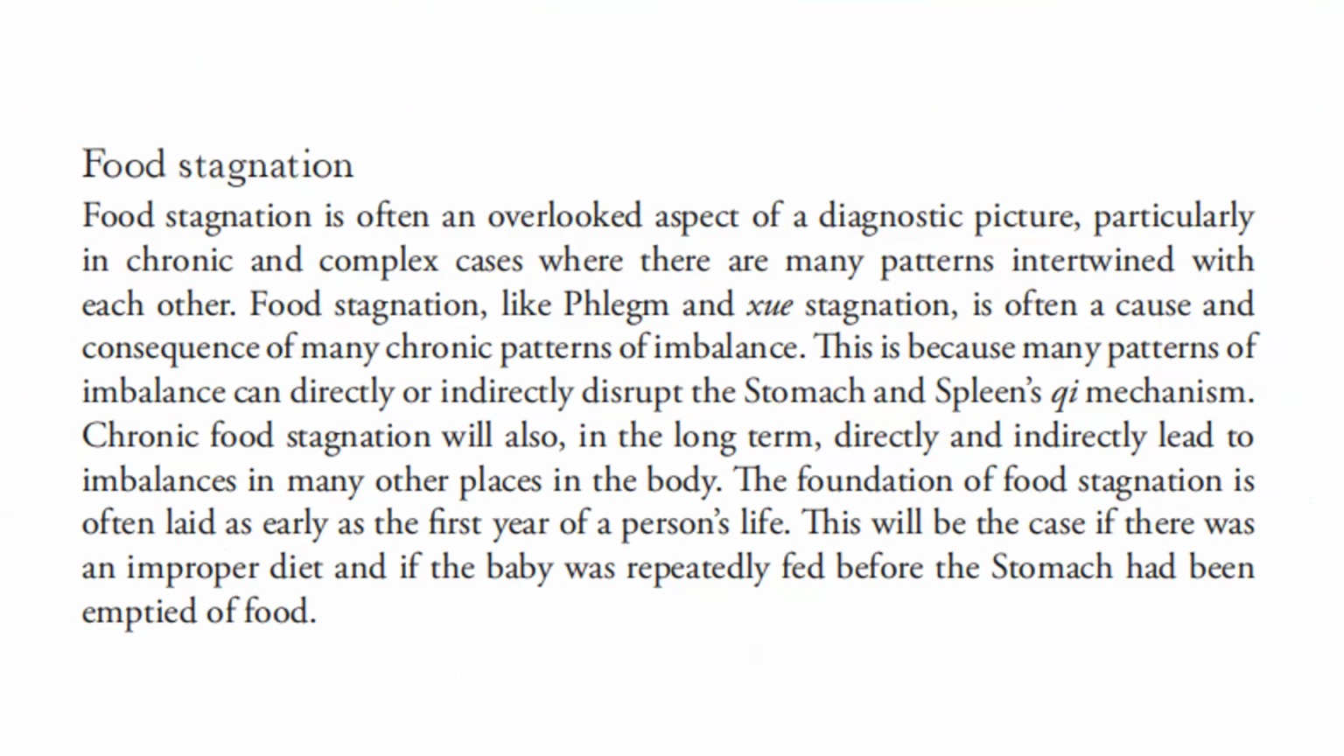Food stagnation, like phlegm and blood stagnation, is often a cause and consequence of many chronic patterns of imbalance. This is because many patterns of imbalance can directly or indirectly disrupt the stomach and spleen chi mechanism. Chronic food stagnation will also, in the long term, directly and indirectly lead to imbalances in many other places in the body. The foundation of food stagnation is often laid as early as the first year of a person's life.